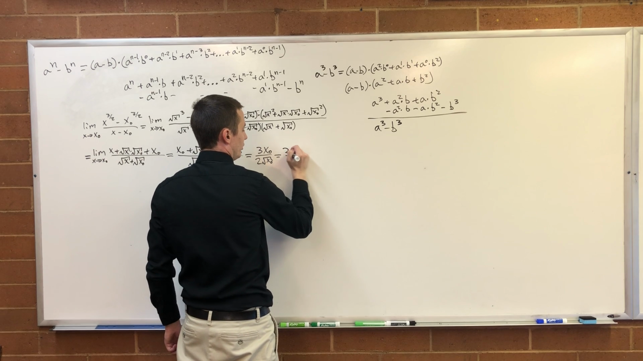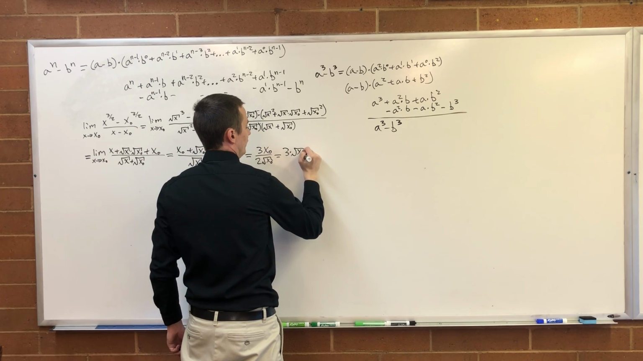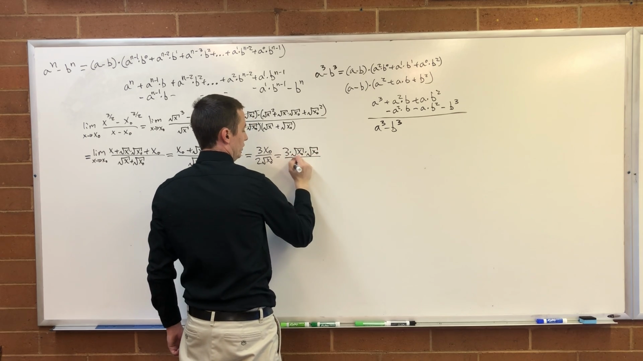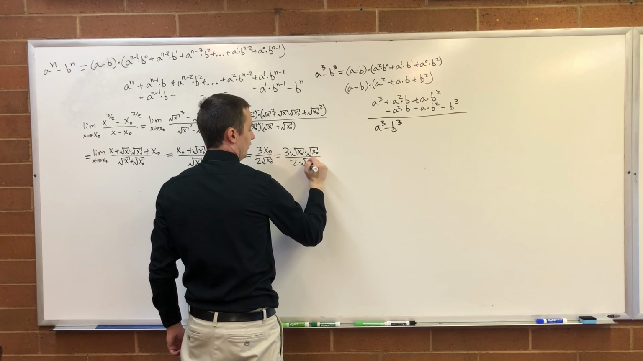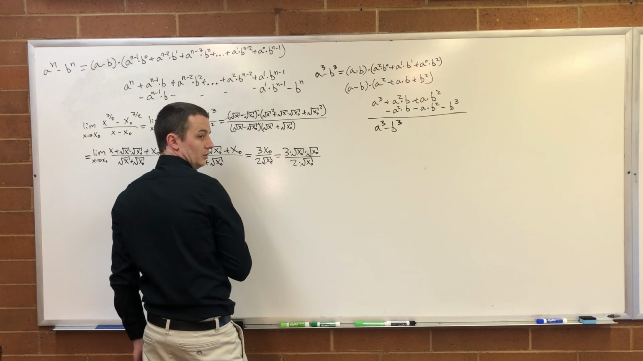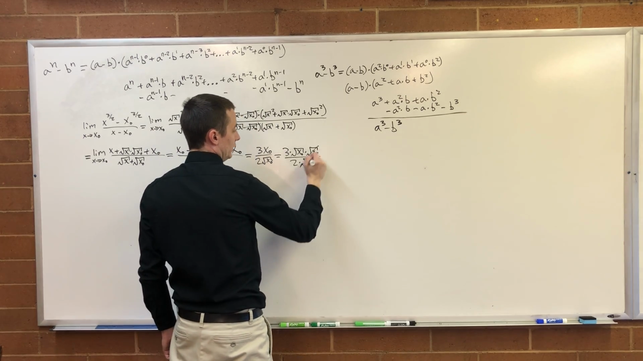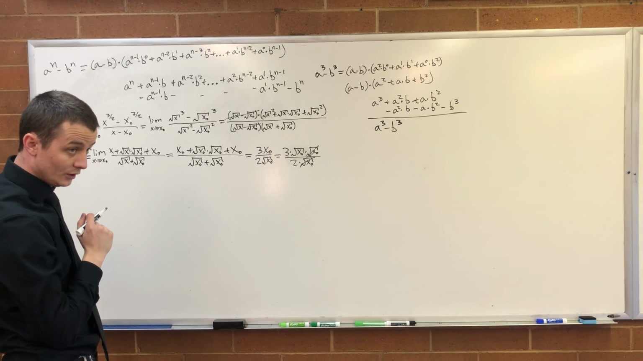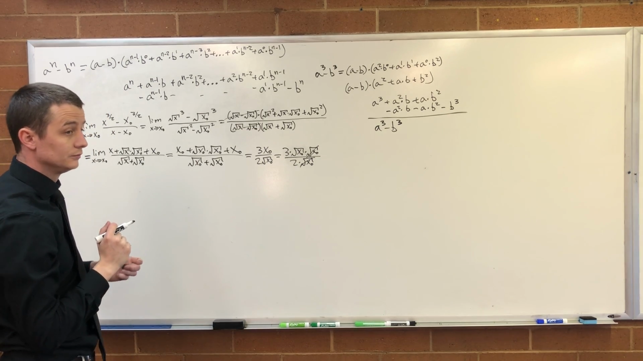This is equal to 3 times the square root of x naught times the square root of x naught over 2 times the square root of x naught, and you just got a 1. Cancel, cancel. Okay. Good? Yeah. Okay.